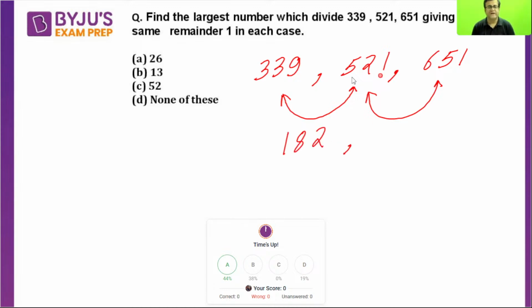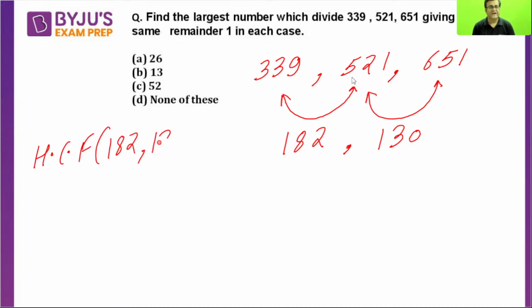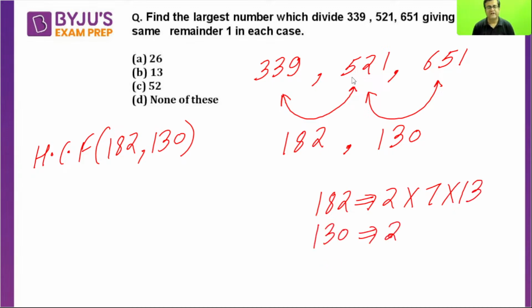182. Find the difference between these two: 130. Okay, so you got the differences: 182 and 130. Then what you are supposed to do? Find the HCF of 182 and 130. Now students should factorize these. 2 91s are 182, and 91 means 7 into 13. Okay, 130 is what? 2 into 65, which is 2 into 5 into 13.